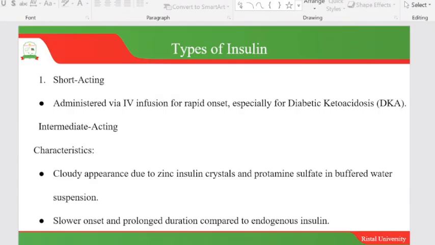So this is the situation where we need to give insulin immediately, that will act very fast to make sure that the situation is reversed, and this is a situation where the short-acting insulin is given. Why? Because it yields rapid results, very fast results, and it can be given through IV. Then we have intermediate-acting insulin. This one is characterized by a cloudy appearance due to zinc insulin crystals that are found in them. The zinc insulin crystals and the protamine sulfate in buffered water suspension are the ones that give the cloudy appearance. The intermediate-acting has a slower onset and prolonged duration compared to the endogenous insulin.